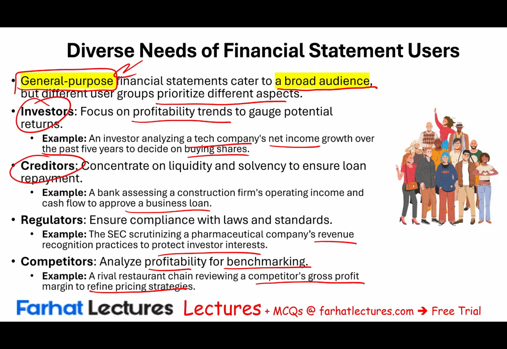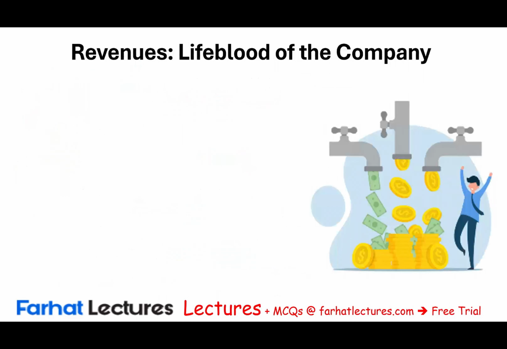One, two, the factors that go into this: the accounting method being used, the estimates that are embedded. So we have to take all that into account. Let's go back to revenues. Revenues, remember, is the lifeblood of the company. Without revenues, you cannot survive, because without revenues, you will not have net income.